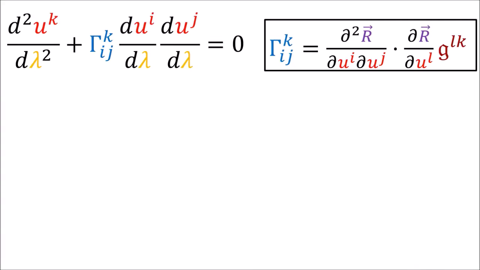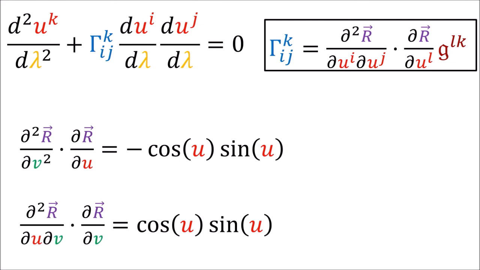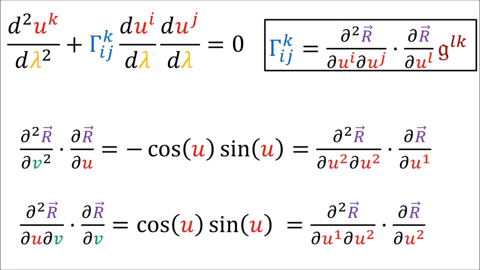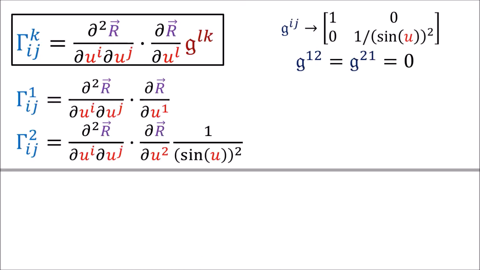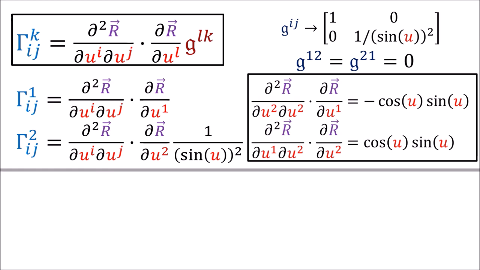Okay, so really, the only non-zero dot products are these two here, and I can rewrite them using u1 and u2 instead of u and v. So the dot products that we care about are 2, 2.1 and 1, 2.2. So recall we took the formula for the Christoffel symbols and put in the inverse metric tensor components to get these two equations. Now we can sub in the dot products that are non-zero.